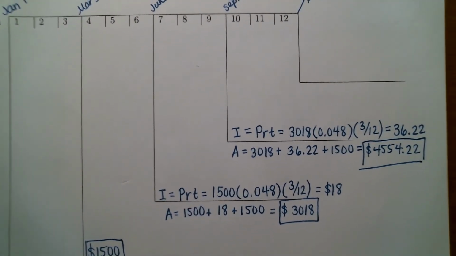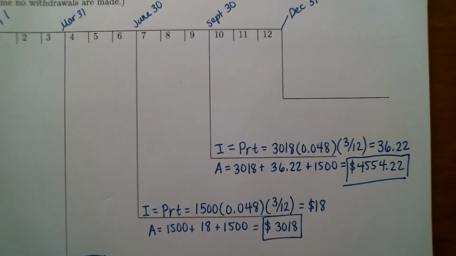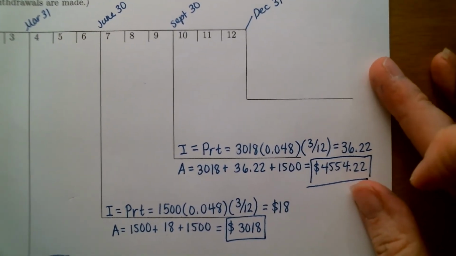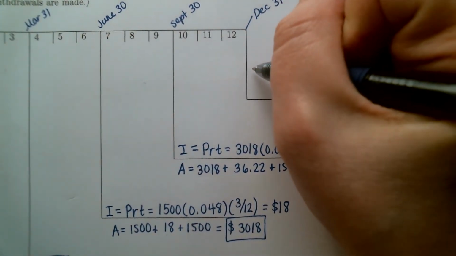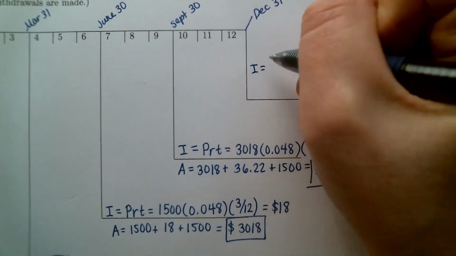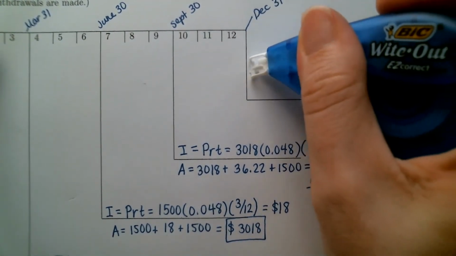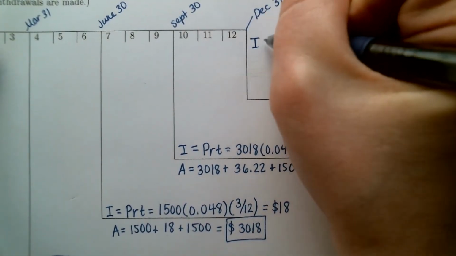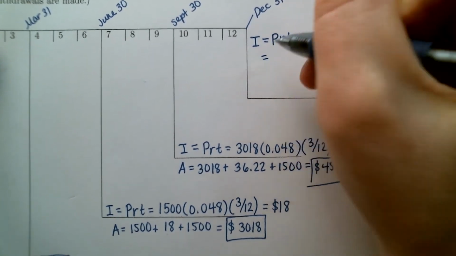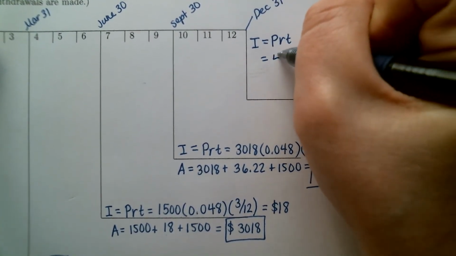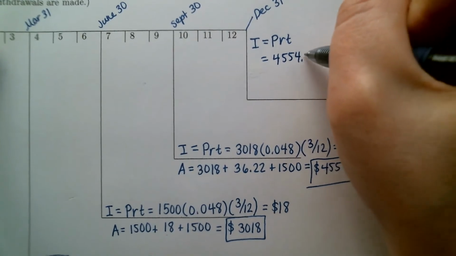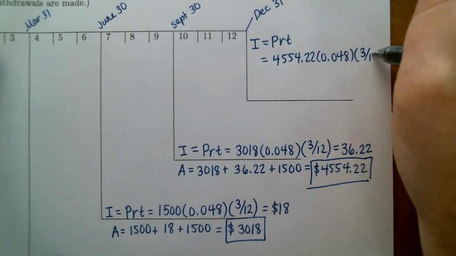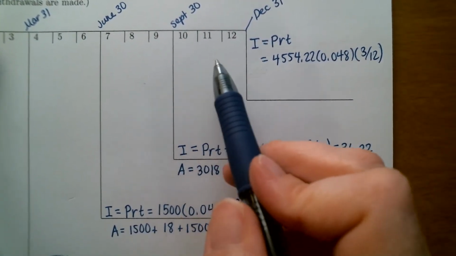Now, this amount of money is going to sit in the account for the remaining quarter of the year, because you have to go all the way to December 31st. So this amount will sit in the account October, November, December. December 31st rolls around, we need to calculate our interest. So I is PRT, so it's going to be the amount that's been sitting in there, $4,554.22 times the rate times the time. Again, it's been in there for the fourth quarter, which is a 3-month period.